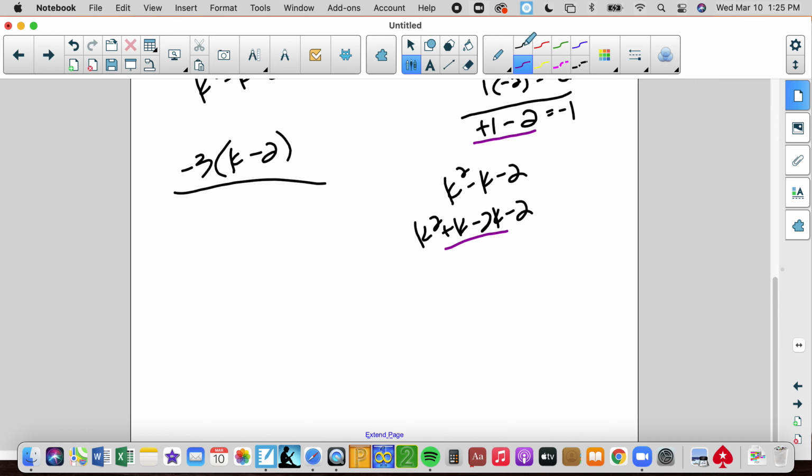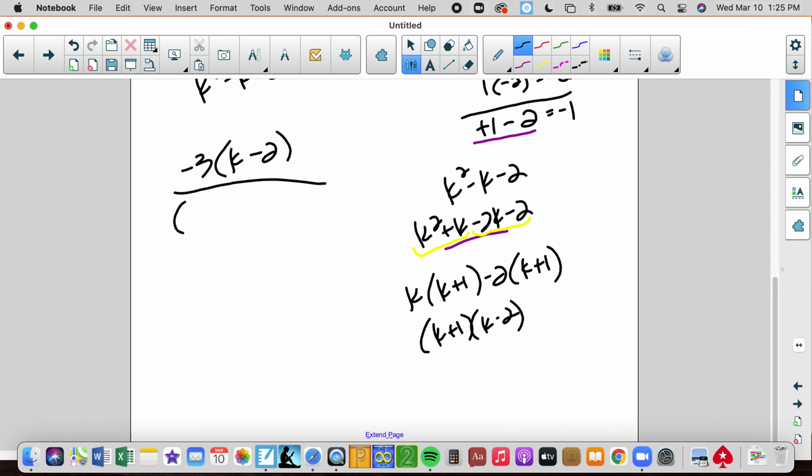All right. Now we're going to factor by grouping. We're going to group these two. So we'll factor out a k, you get k plus 1. Factor out a negative 2, you get k plus 1. They both have k plus 1, and it leaves you with k plus 1, k minus 2. K plus 1, k minus 2. Oh yeah!